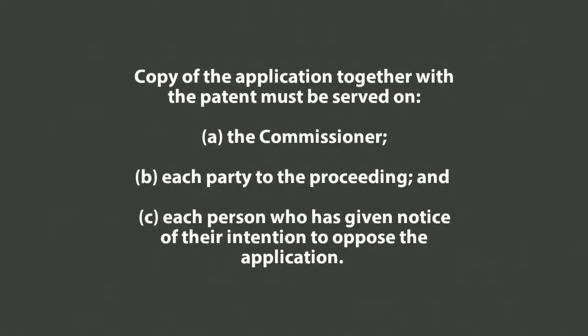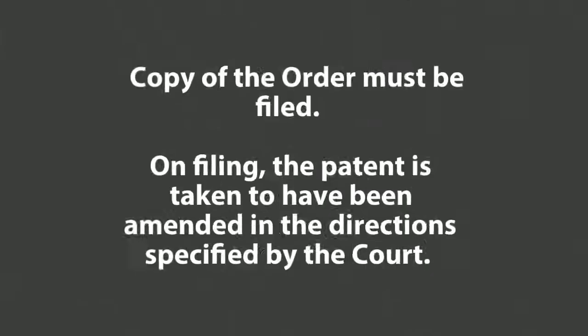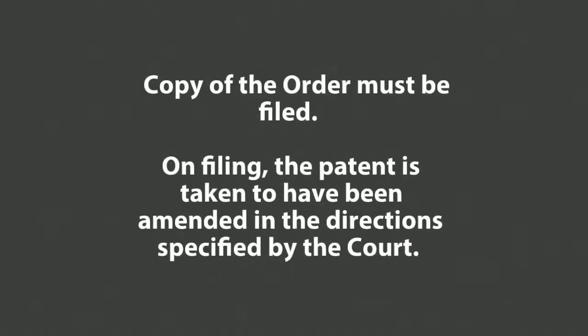Then, once filed, the applicant must serve a copy of the application together with a copy of the patent showing the amendment sought on the Commissioner, each party to the proceeding, and each person who has given a notice of their intention to oppose the application. If a court makes an order directing an amendment, the patentee is required to file a copy of the order within 14 days. Once a copy of the order is filed, the patent is taken to have been amended in the manner specified by the court.